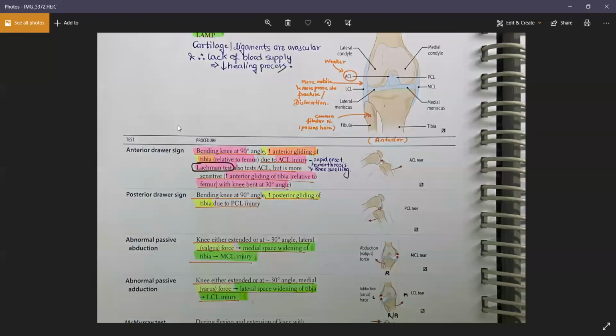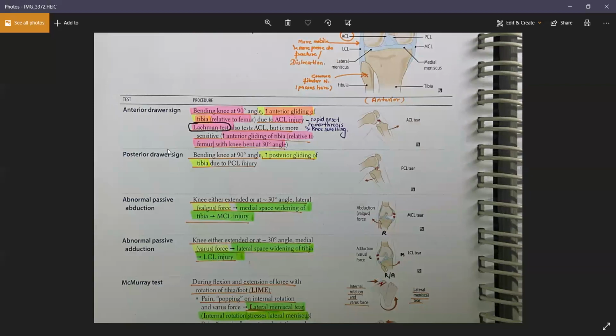Now let's discuss these signs. Whenever you have an anterior cruciate ligament injury or a posterior cruciate ligament injury, what's going to happen? First, let's discuss the anterior drawer sign, in which your tibia moves anteriorly relative to the femur. With respect to the femur, the tibia will be moving anteriorly. Let's see the function of the anterior cruciate ligament.